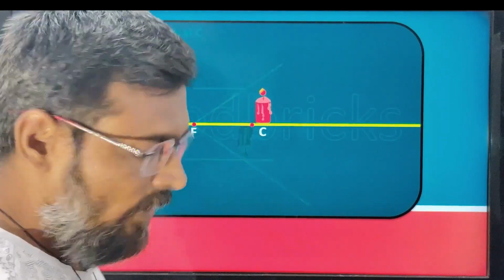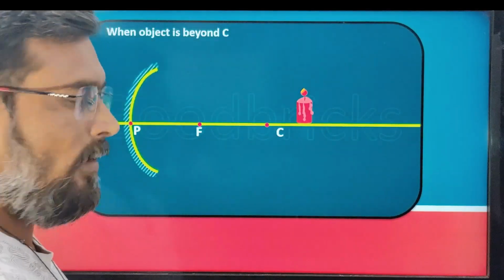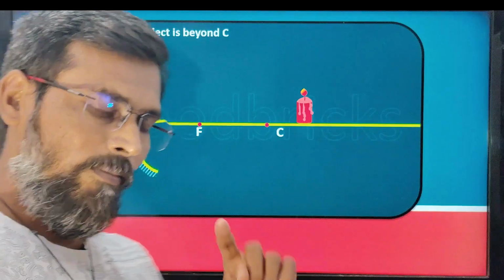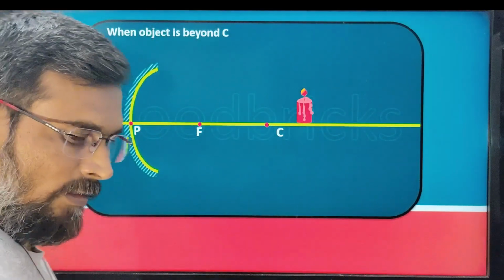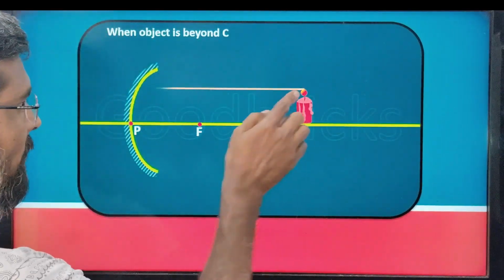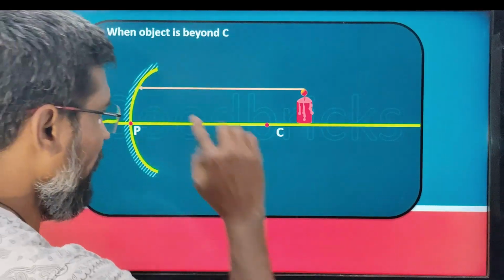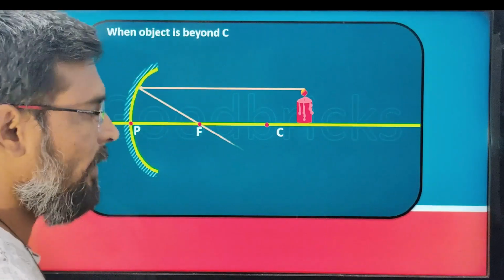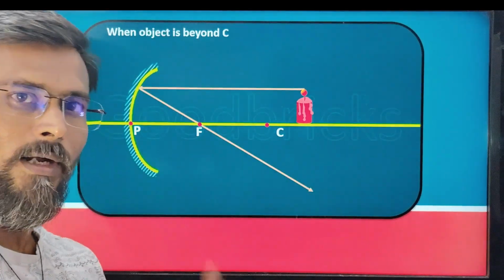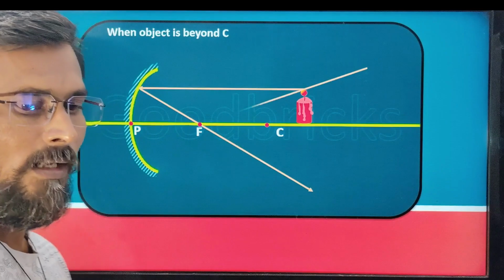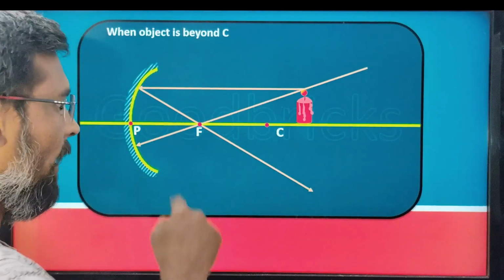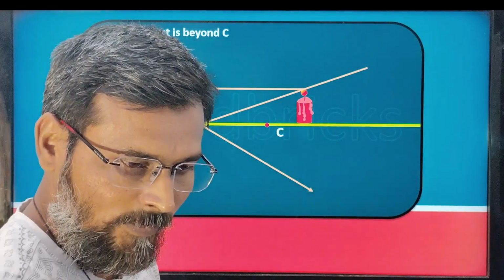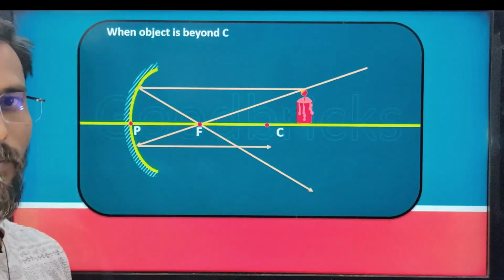Next, let us put the object beyond C. Object beyond C. Beyond is different from behind. You should not get confused. So when the object is beyond C, let us take an incident ray which is parallel to the principal axis. You know very well it also passes through the focal point. One ray completed, one rule completed. Let us draw one more incident ray which is passing through the focal point, and this also will be parallel to the principal axis while reflecting.